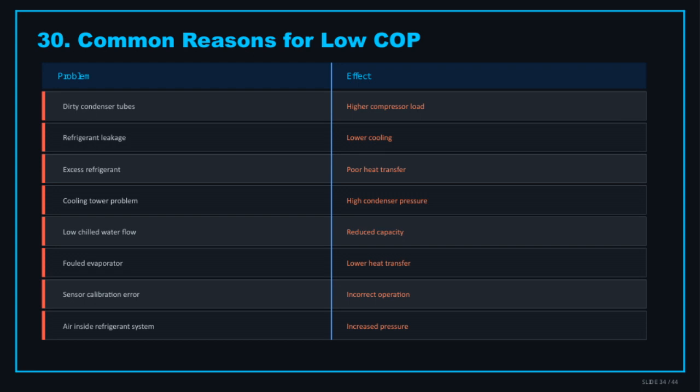Problems like fouled evaporators, low chilled water flow, or high condenser pressure can also play a role. Issues with the cooling tower, excess refrigerant, or refrigerant leaks all reduce cooling power. And dirty condenser tubes push the compressor to work harder, driving efficiency even lower.